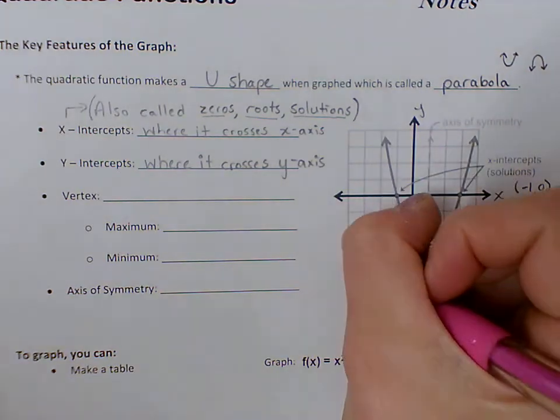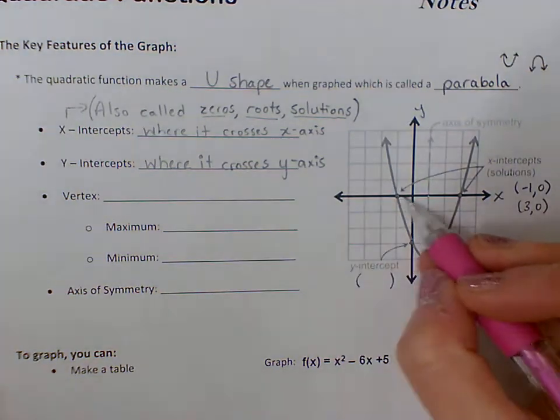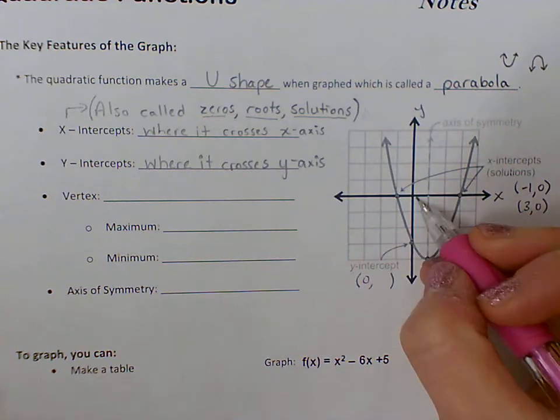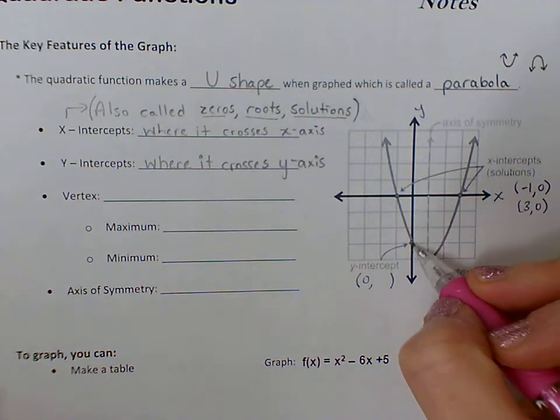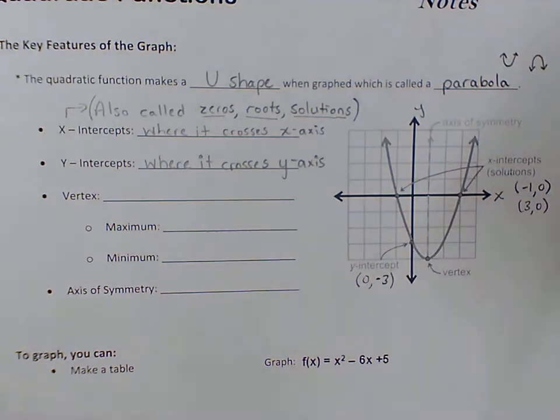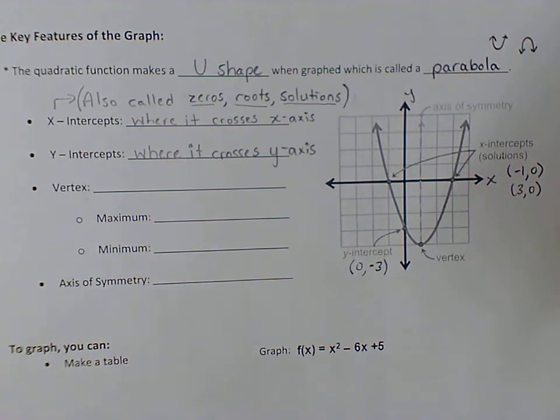So for the y-intercept, you don't go left or right, so that would be 0, and then where does it cross the y? So 1, 2, 3, it crosses at -3. So the y-intercept would be -3, or you could write it as the coordinate 0, -3.